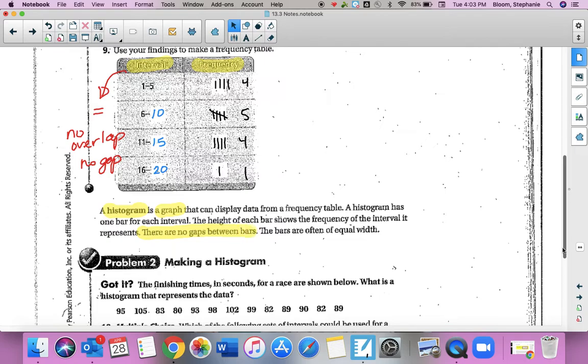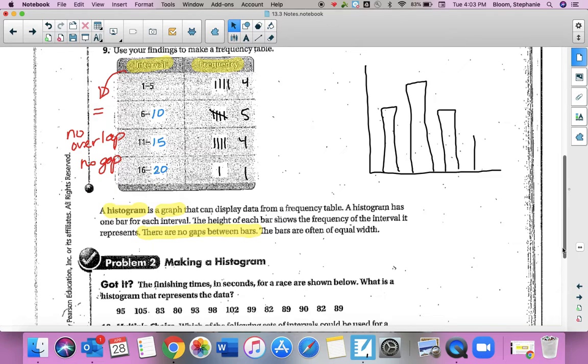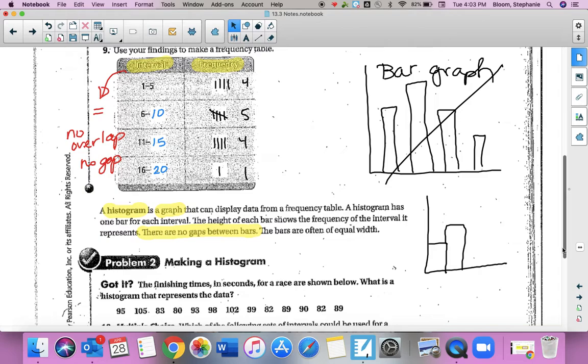There are no gaps between bars. So I want to point this out to you. In the past, in your math background, you have made things like this before, right? And this is called a bar graph. We are not making a bar graph. We want our intervals to be side by side. So this is an example of a histogram. There is no gap between the bars for a histogram, okay?